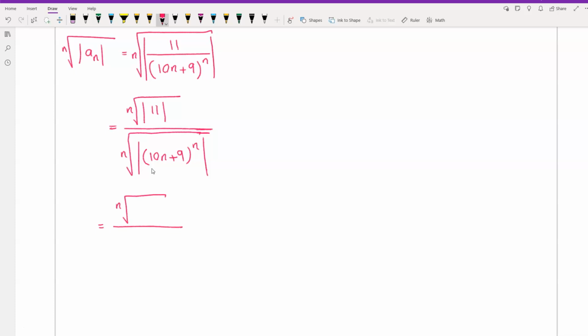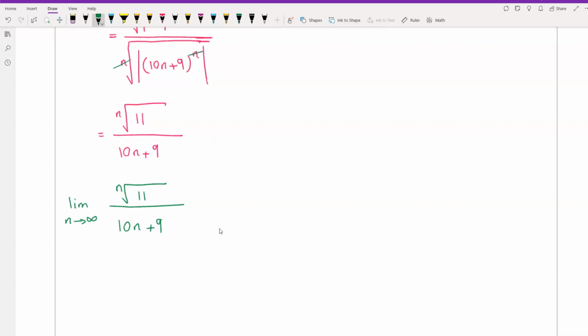the nth root of 11 divided by 10n plus 9. So I eliminate this radical because here we have n as the power, and here the index is n, so that cancels that part.